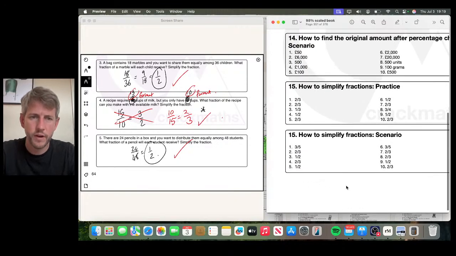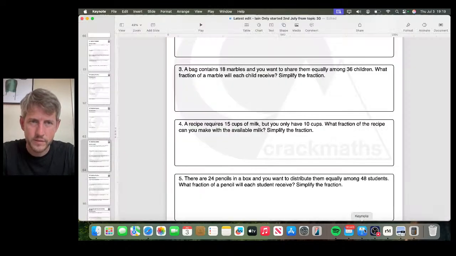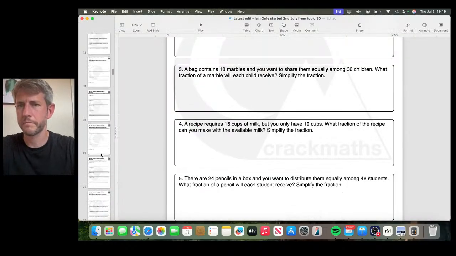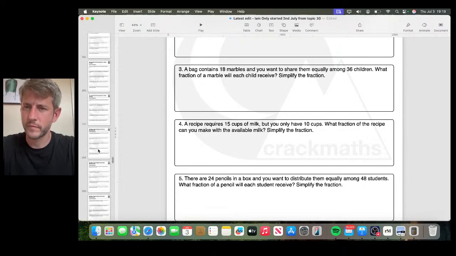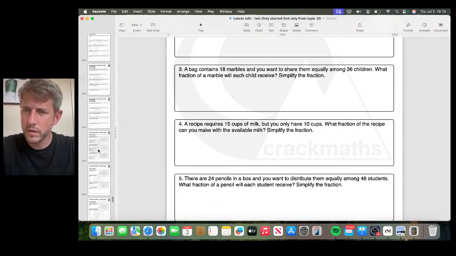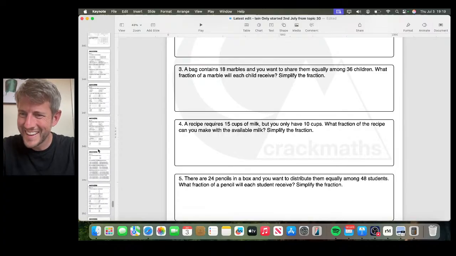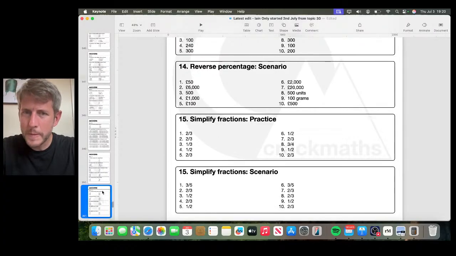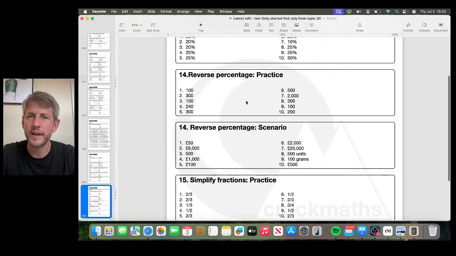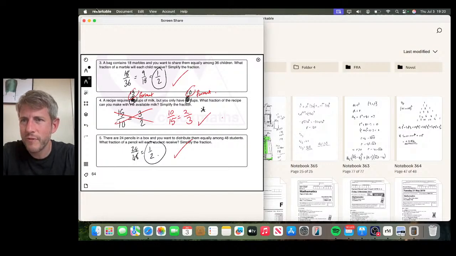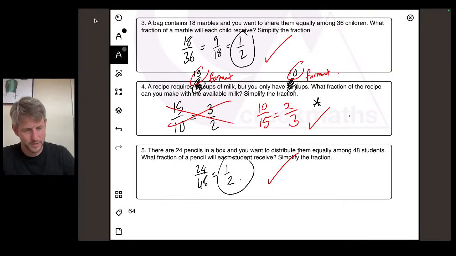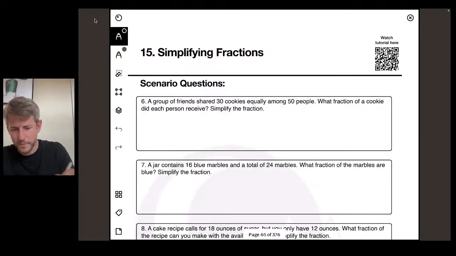Right, one second. This is page 351. I think I've worked out what went wrong with this. Page 351. Here we go. Oh no, I've changed it now. Reverse percentage. Yeah. I'd already made that change. Great. So, in that case, let's get down to the last round of scenario questions for fractions, and then we're done.